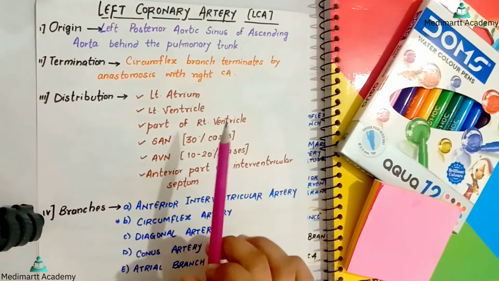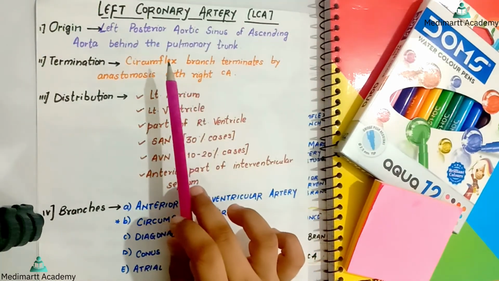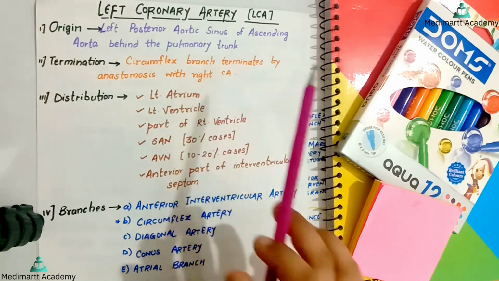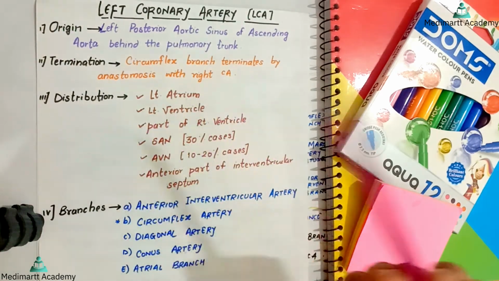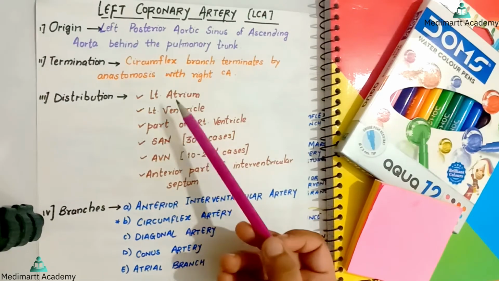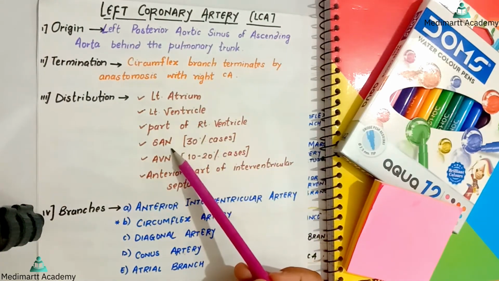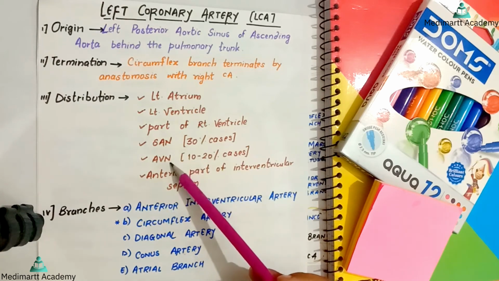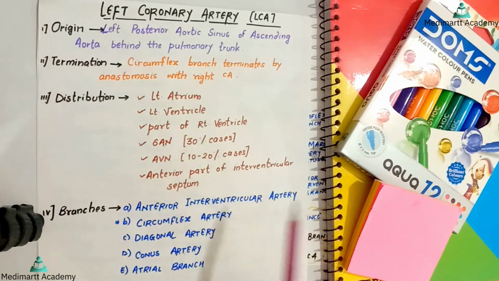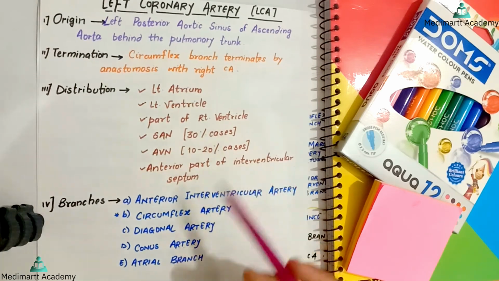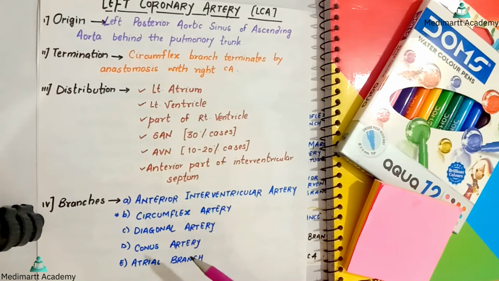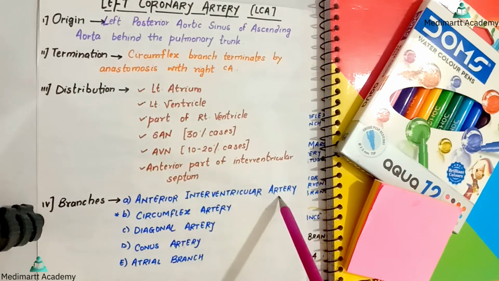So there is the anastomosis of right and left coronary arteries, but in the left coronary artery, the branch is the circumflex branch. Now the distribution: as it's a left coronary artery, it will mainly supply the left part. So the left atrium, left ventricle, part of the right ventricle, the sinoatrial node in 30% cases, the atrioventricular node in 10 to 20% cases, and the anterior part of the interventricular septum. The branches of the left coronary artery, as I told you, the most important branch is the circumflex branch. So circumflex artery, anterior interventricular artery, diagonal artery, conus artery, and atrial branches.